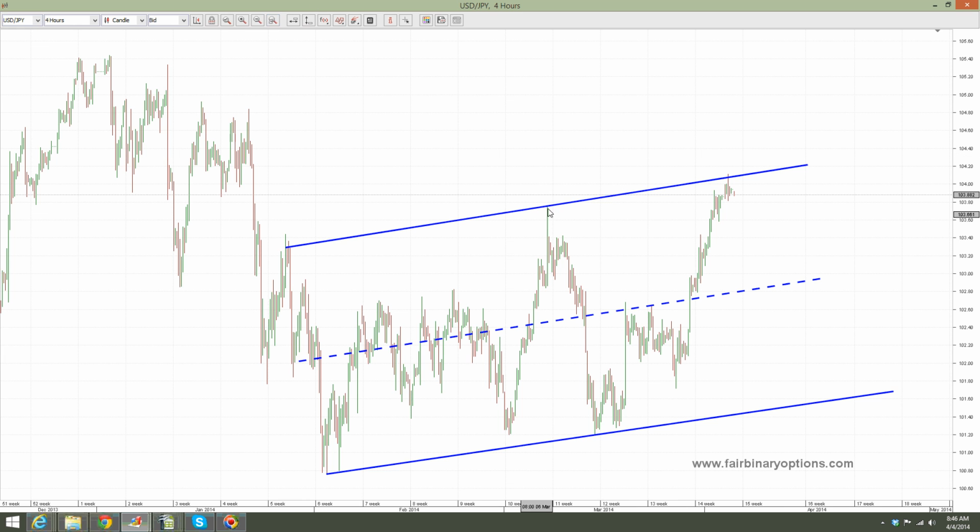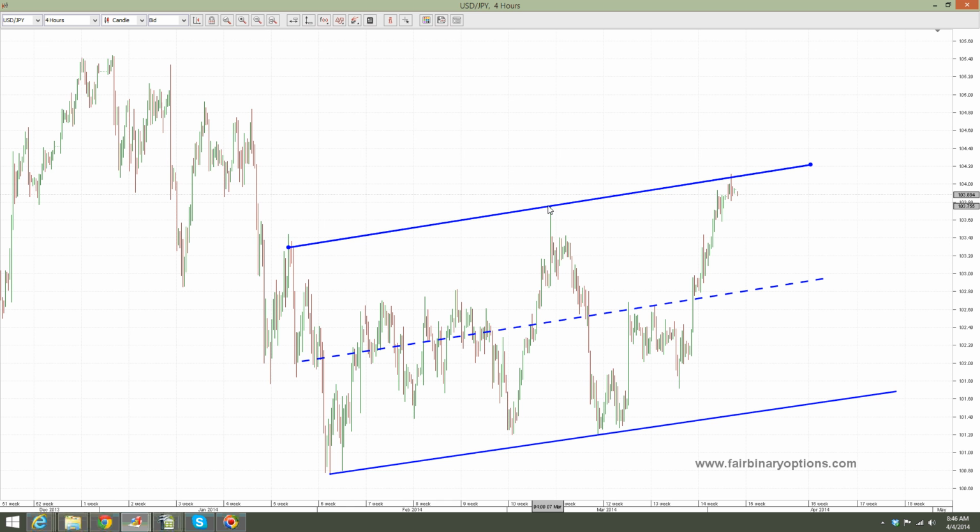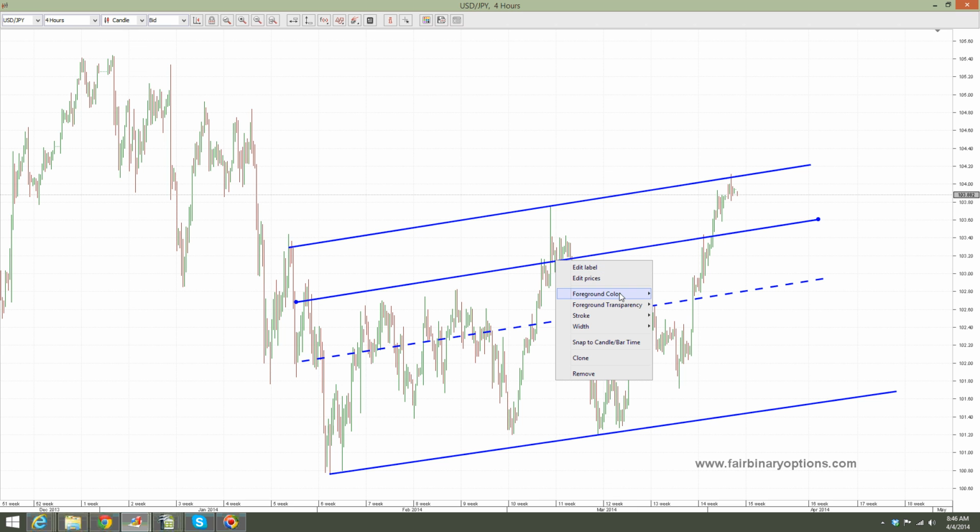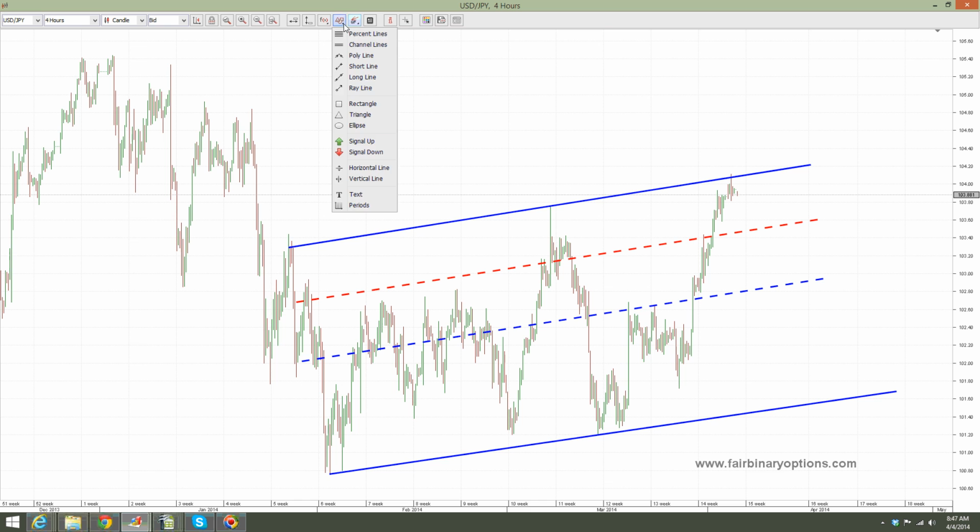What I would do here, for example, is to split this into another two parts. So this would be something like this. Let's change the color for it, like this. And what I would do here is every time price is coming into this area, I would like to buy put options. So basically this would be a nice place to buy the put options.